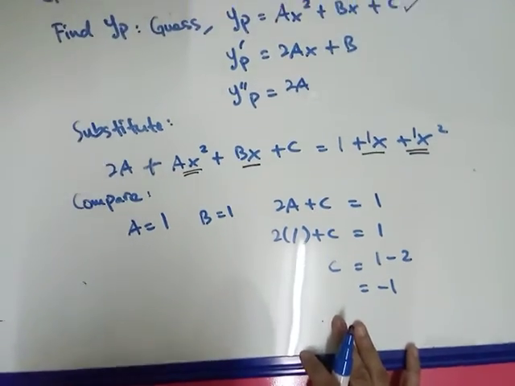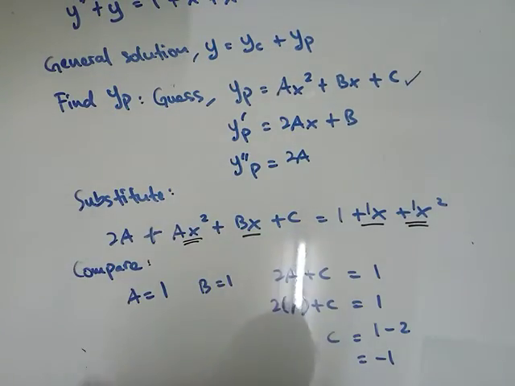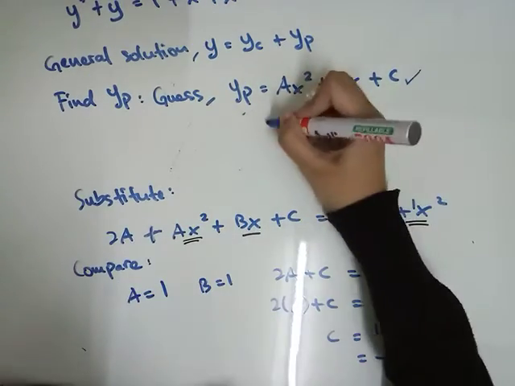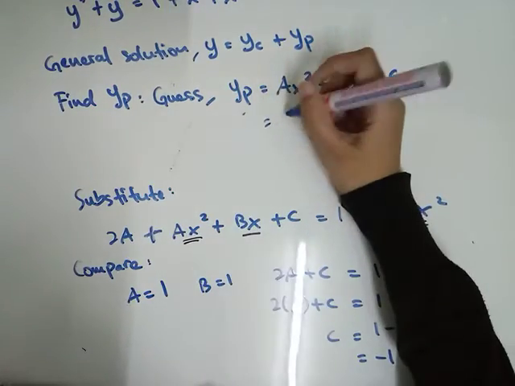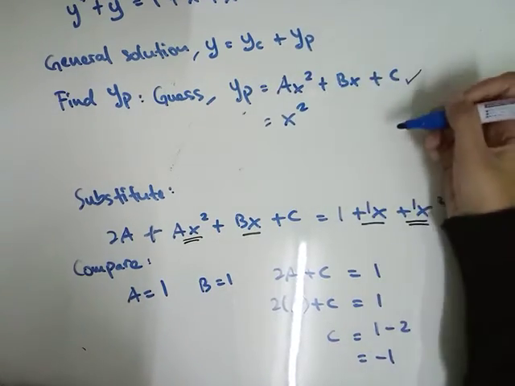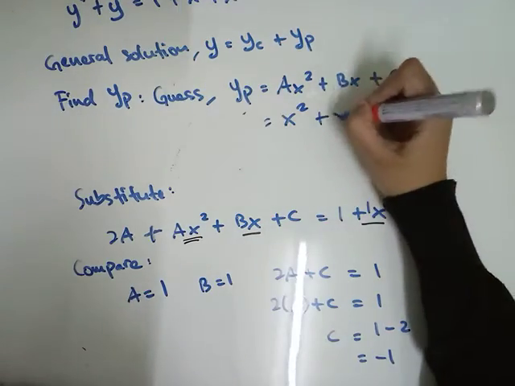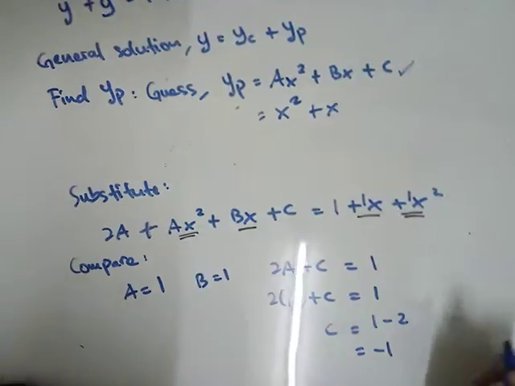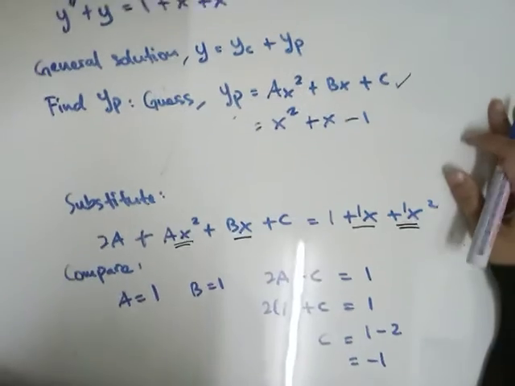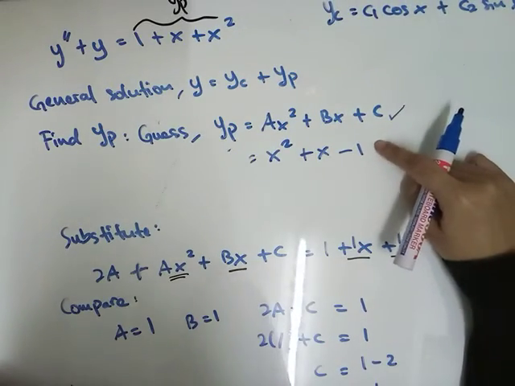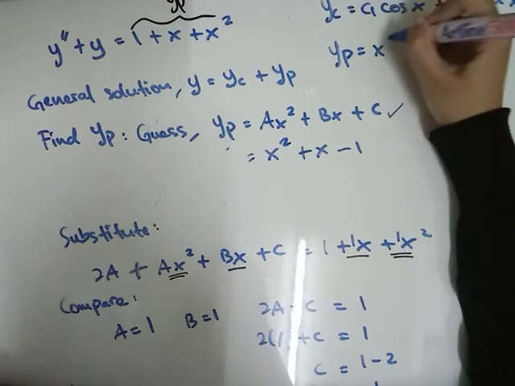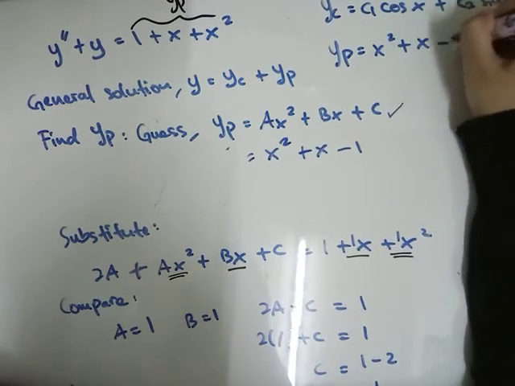And then substitute into this yp. We know that a is 1, so it is x squared. b is also 1, so it is x. c is negative 1, so minus 1. So we have found the value for yp. So yp equals x squared plus x minus 1.